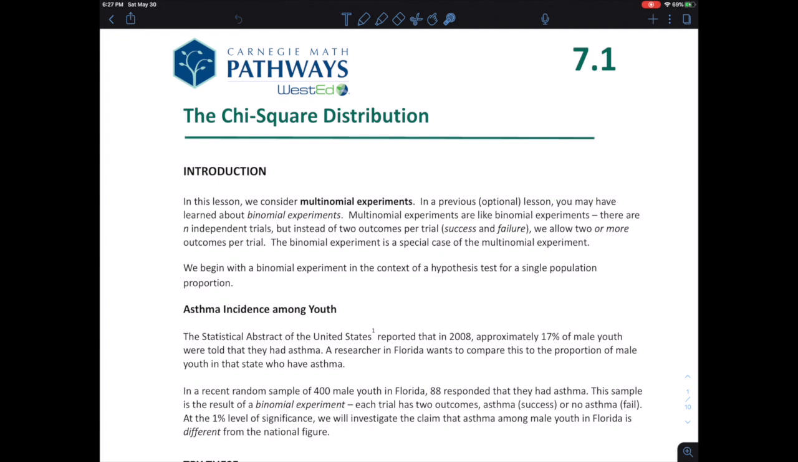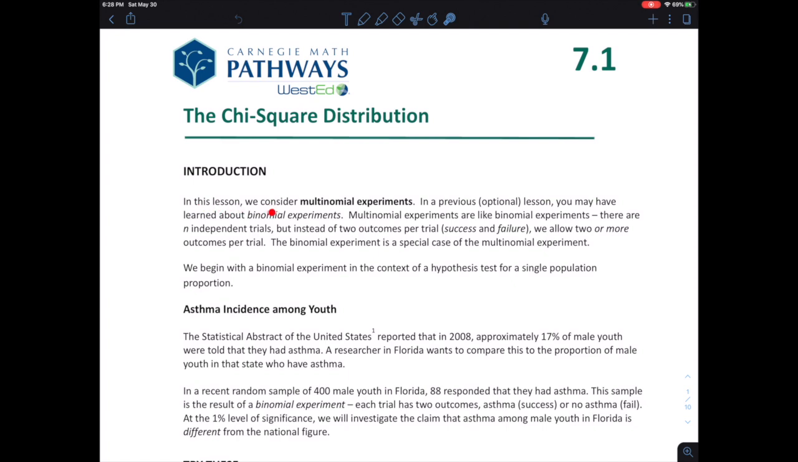This is just when we were working with categorical data. Categorical data fall into categories, and when there's two categories, we call it binomial. If there's more than two categories, we call it multinomial. So the chi-square distribution is for working with categorical data usually, whether there's two or more categories. So we're going to go ahead and jump right in here.